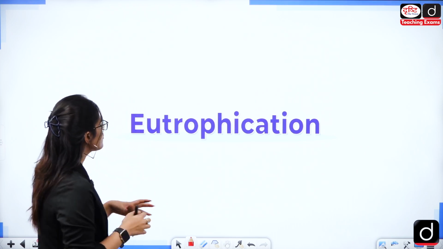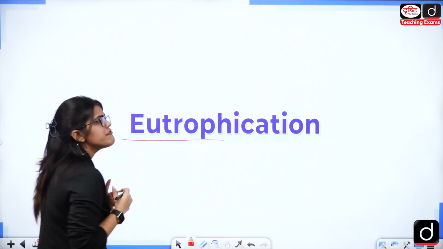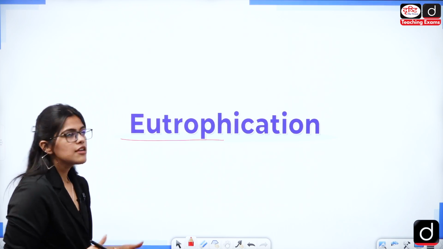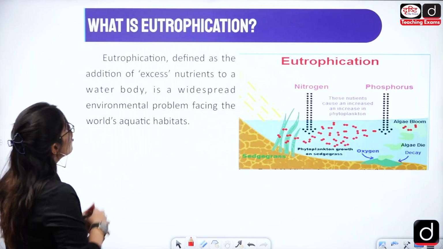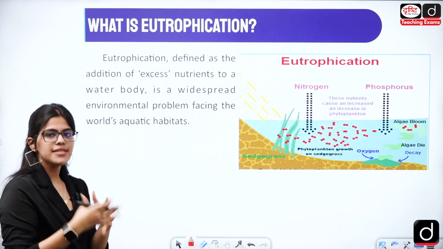Eutrophication is a topic on which I see a lot of questions are asked every year. So you need to know about this concept in greater detail. What is eutrophication? Let us discuss that.